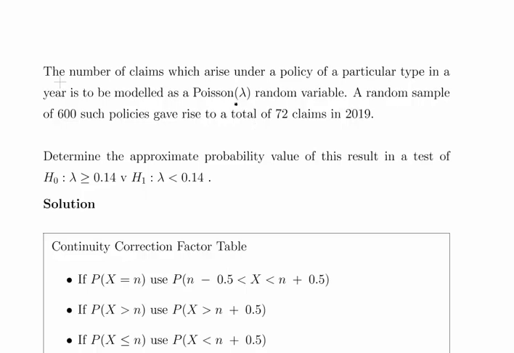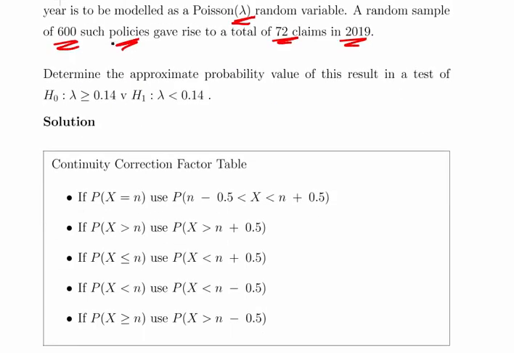A random sample of 600 such policies gives rise to a total of 72 claims in 2019. Determine the approximate probability value of this result in a test of these hypotheses. Essentially what we're doing here suggests a hypothesis test in the first instance, but what we're really asked for is a probability value. So essentially what we're going to be doing down here is an approximation of some sort.